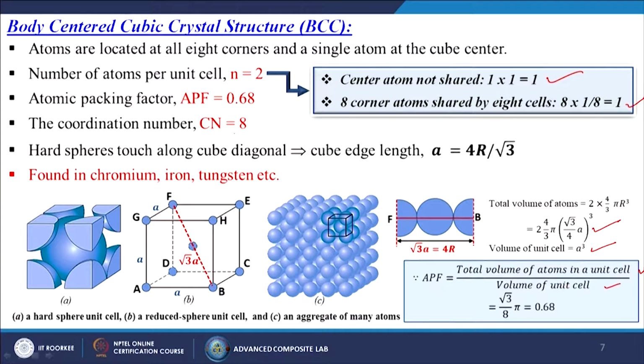What is the coordination number over here? That is 8. Hard spheres generally touch along the cube diagonal. So, if I want to calculate the cube edge length a, the value of a is equal to 4 r by root over 3. The same we are getting from these dimensions. Generally it can be found in chromium, iron or tungsten.